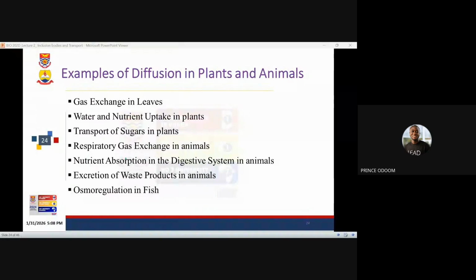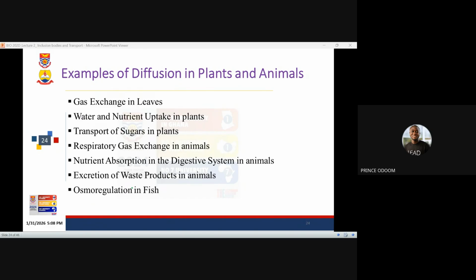Respiratory gas exchange in animals is an example. Nutrient absorption in the digestive system: we realize that in your small intestine, the level of glucose is higher compared to your bloodstream. And so glucose is going to move along that concentration gradient from the small intestine into the bloodstream. Then you have excretion of waste products and osmoregulation in fish.